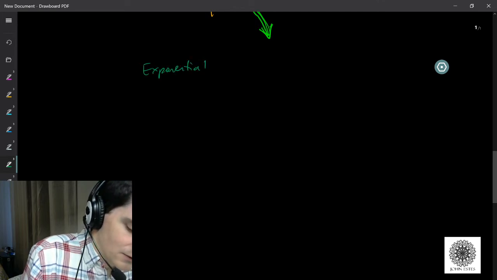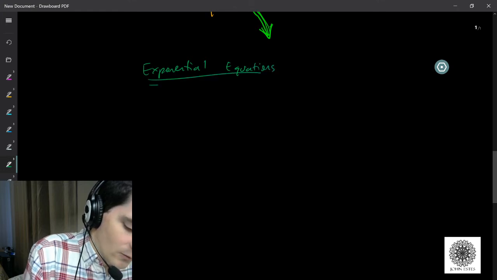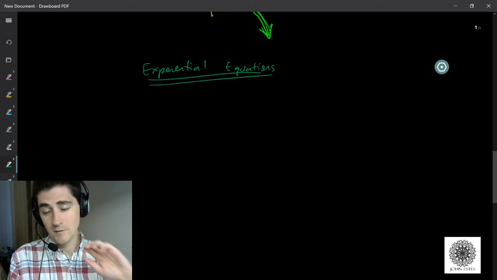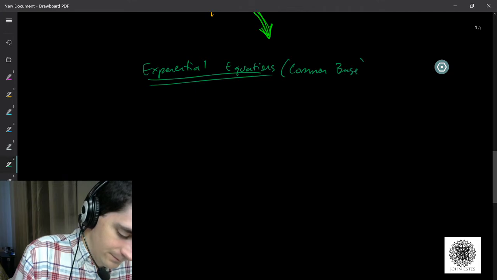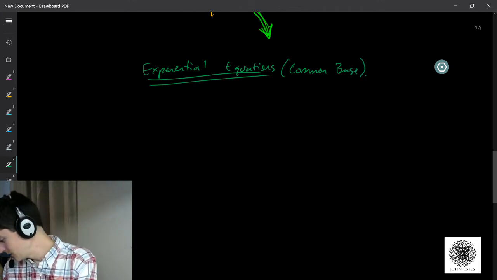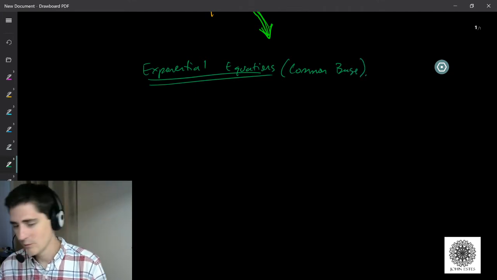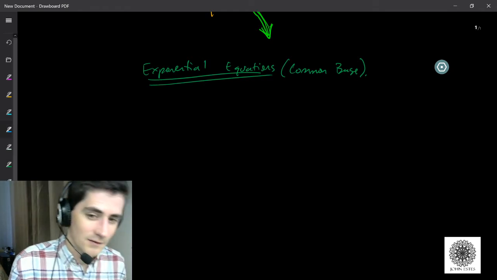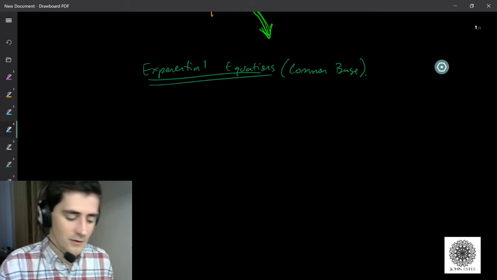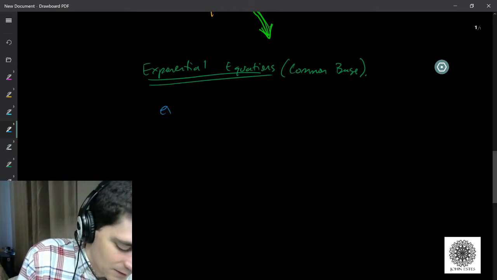And this is some exponential equations. And we will only be able to look at a special case of exponential equations, which we call common base. And so here's the idea. Let me show you some examples, and then I think it'll make sense, instead of writing out a bunch of kind of arbitrary steps. So here's my example I'm going to start out with.